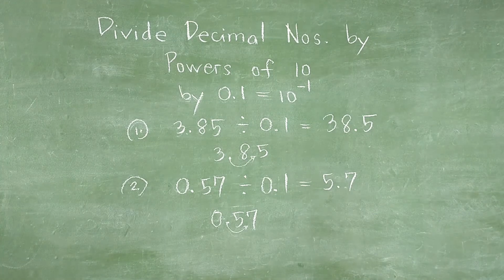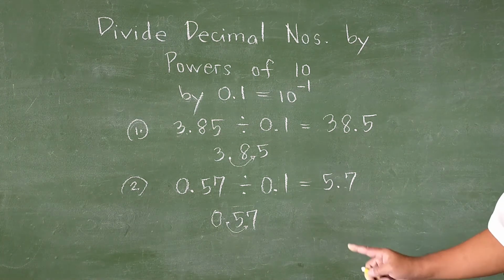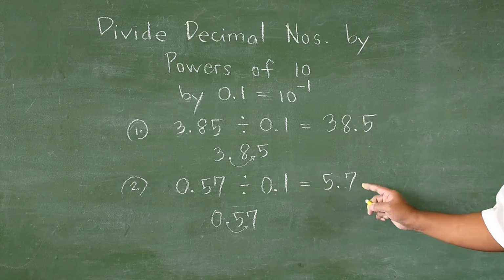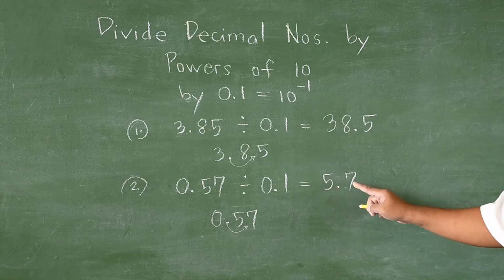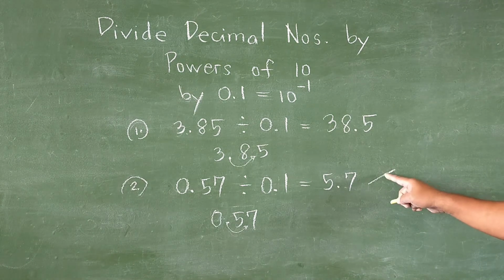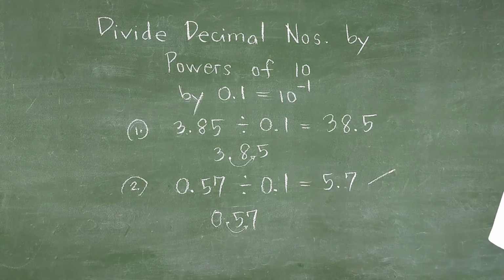5.7. Bakit po sir nawala ang 0? Kasi nga, 0.5 means 5. That's why the answer here is 5.7. Okay? And this is our final answer.